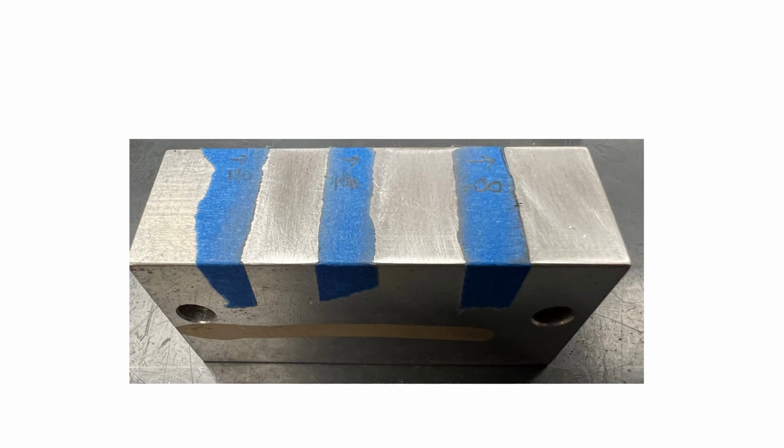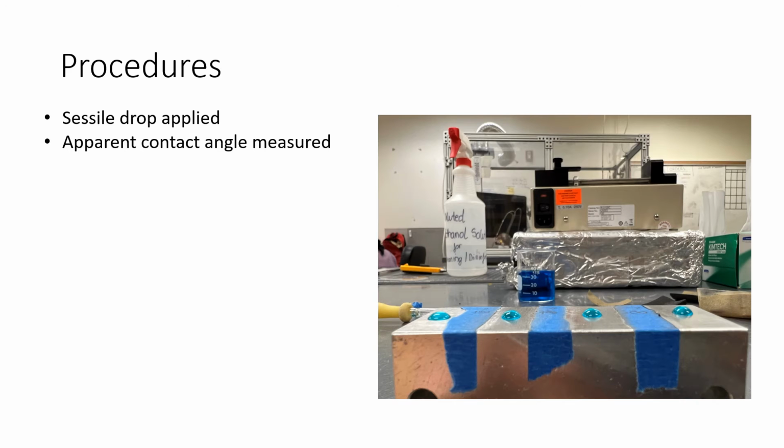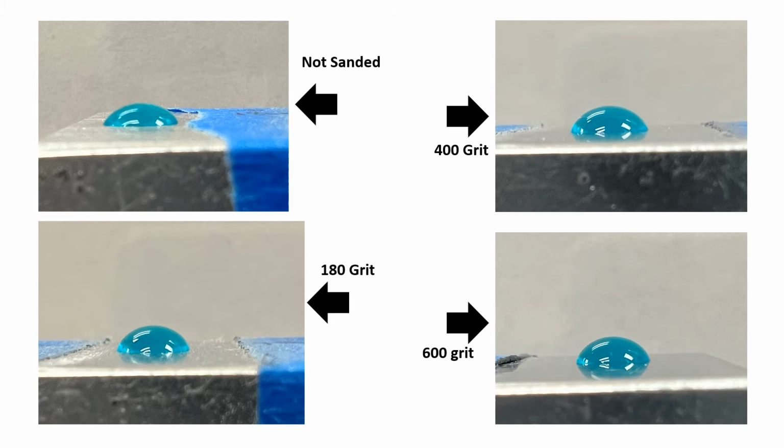So this is what the block looked like after I was done sanding it. So I then applied one sessile drop to each of the 4 sections and measured their contact angle. So this is what each of the droplets look like close up. Even before putting it in our software, we can clearly see that the not sanded section has a lower contact angle than the 600 grit sanded section.